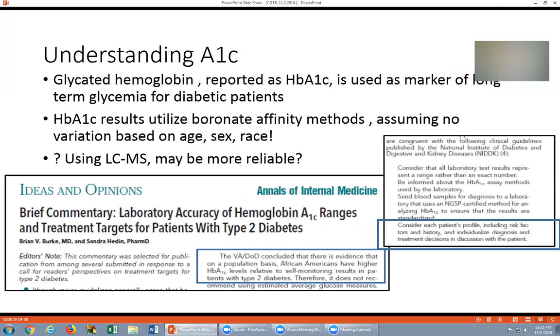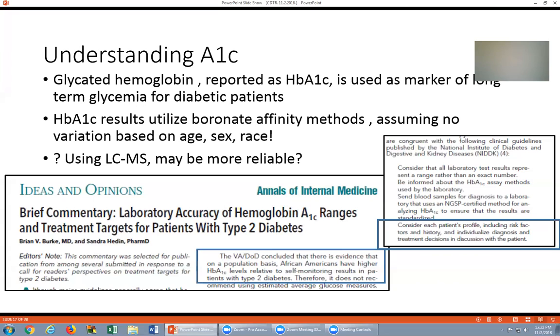So that led us to designing another study. And what that was, that although glycated hemoglobin, which by the way now I know includes A1c, because there can be other glycated hemoglobins, is used as a marker for hyperglycemia in patients. We usually measure it by a boron affinity method. But that method assumes that there is no variation based on age, sex, or race. But we do have an excellent method by LCMS that we think may be more reliable.